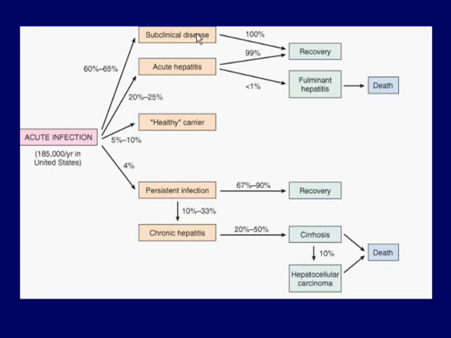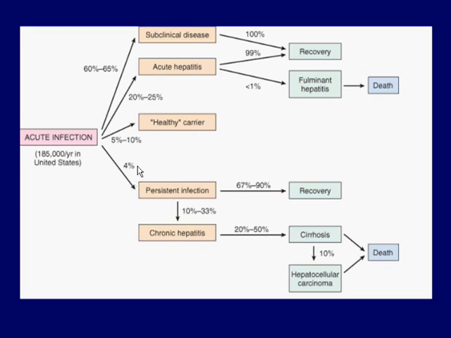The fulminant hepatitis can occur with hepatitis B virus, but it is more common with which virus? Yes, D virus. D for dog. 5 to 10% cases produce a healthy carrier. 4% cases you can get a persistent infection, which means a chronic disease that may lead to chronic hepatitis.